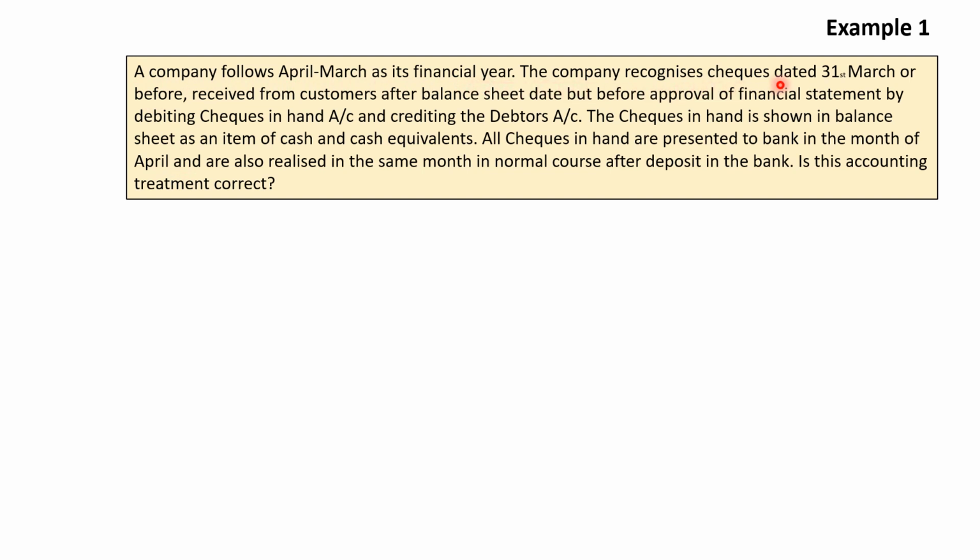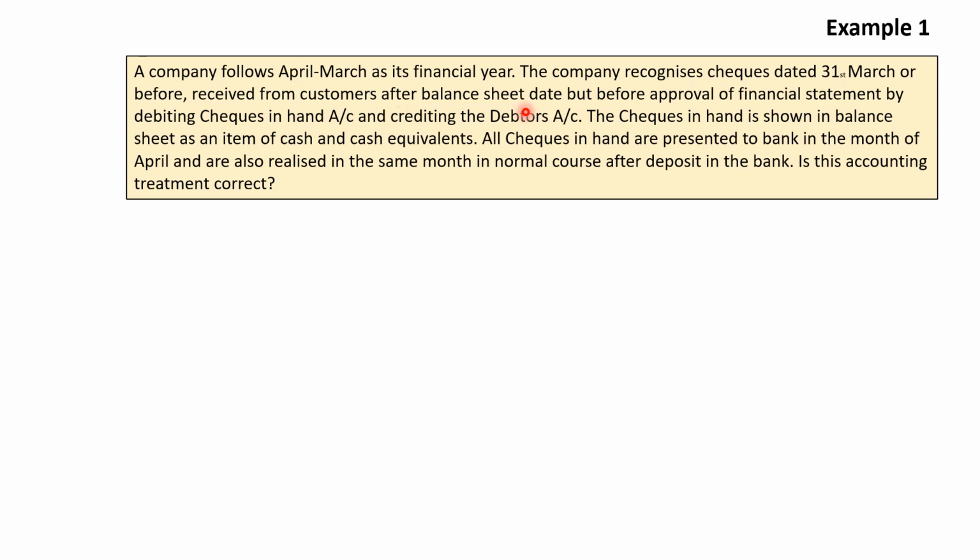The company recognizes checks dated on 31st March or before received from the customers after the balance sheet date. So let us say you are receiving a check from the customer on 2nd April, but the check is dated 31st March or maybe 30th March. The customer is a very intelligent customer. He is giving you the date of 30th March, but it is given to you on 2nd April.